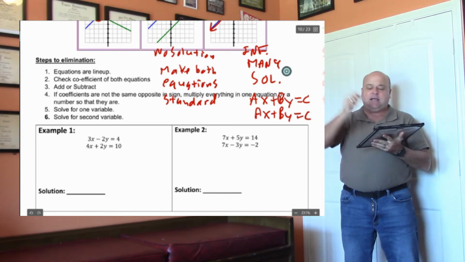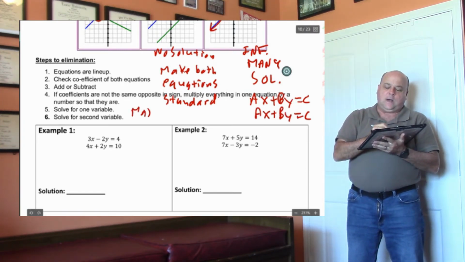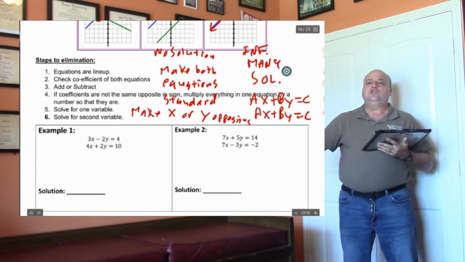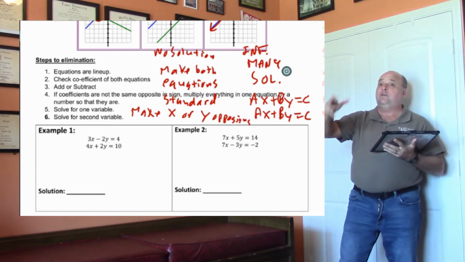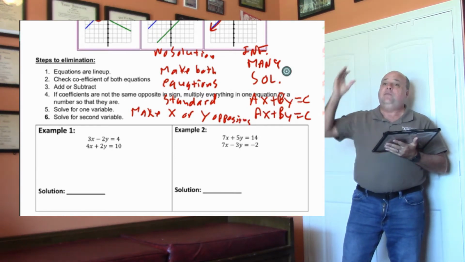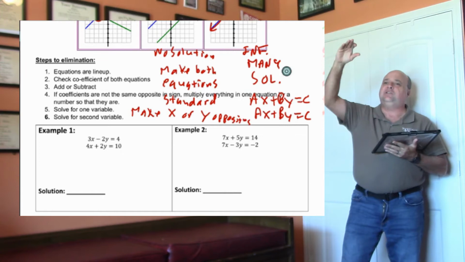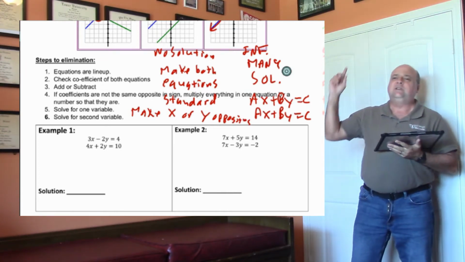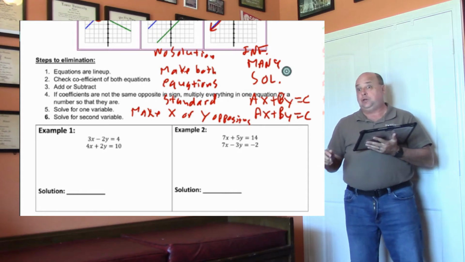And then the next step, make x or y opposites. I'll explain that in a minute. So you want to get both equations in standard form, and we're going to do that for you. Then you want to make x or y opposites. You'll add straight down and solve for the other letter. It's a little bit easier than substitution, okay?